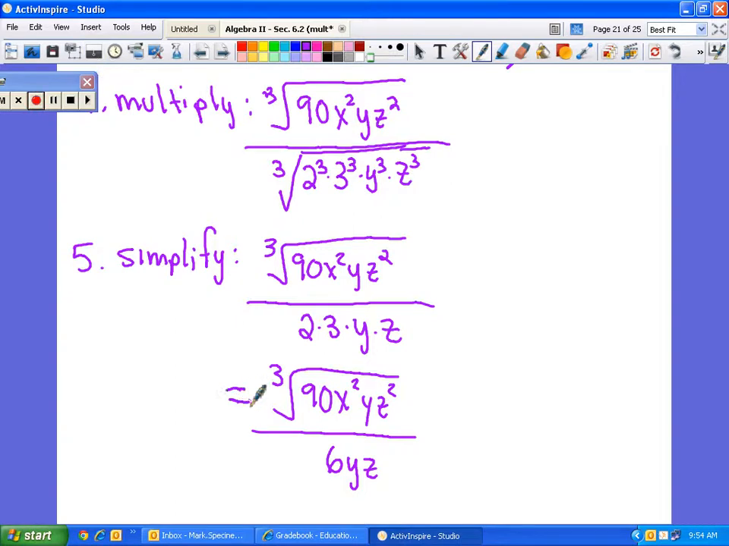Notice I don't try to simplify this any further. I cannot simplify by dividing the cube root of some value by just some number. If I can't do the cube root of 90 divided by 6, the answer is not the cube root of 15. Okay? So that is not simplification. Multiplying 2 times 3, that's simplification. The cube root of 90 divided by 6 can't do that, because it has to be the same index.